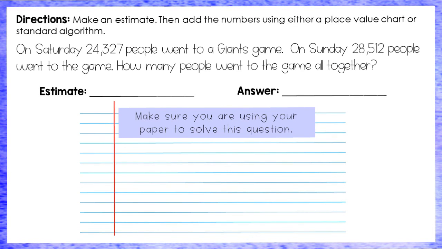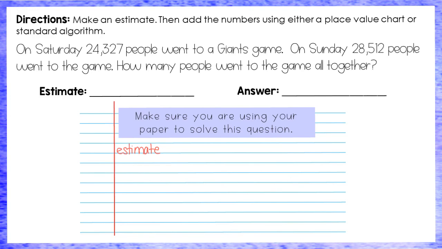The third problem is a word problem, and I'm sure many of you are like, oh, I don't want to do a word problem, but this is the last problem for today. So the directions say make an estimate. So on your paper that should be in front of you, you need to write estimate. Because first we need to make an estimate. Then add the numbers using either a place value chart or standard algorithm.